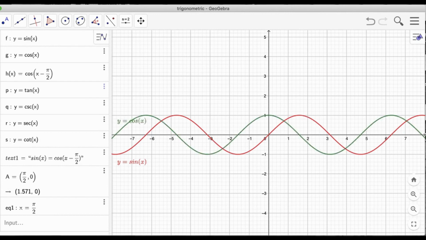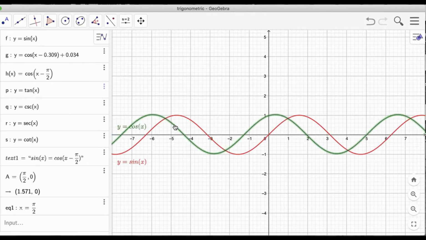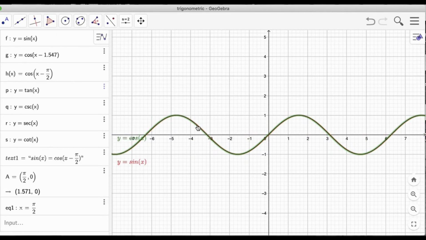Here is the cosine function. As you can see, the cosine and the sine function have similar graphs, except one is displaced with respect to the other. If we want to move the graph of the cosine to make it coincide with the graph of the sine, what we need to do is change the independent variable, adding a number to it. See, if we move to the right, on the left you see cosine of x minus 1.547, that's pi over 2. So we have here that the cosine of x minus pi over 2 is equal to sine of x. These two functions are the same.